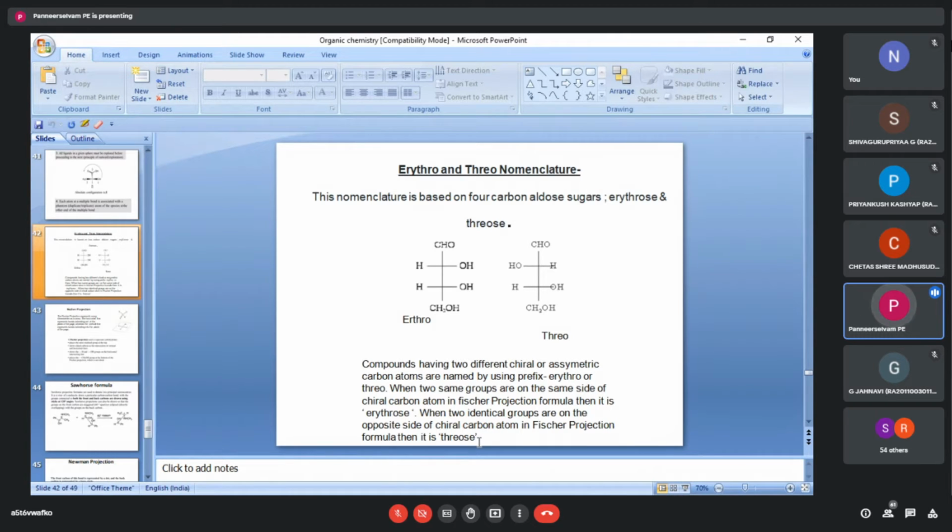This is another pattern of optical isomerism. The RS configuration notation is very important. The erythro and threo notation is another pattern, purely for Master of Science students also studying optical isomerism.